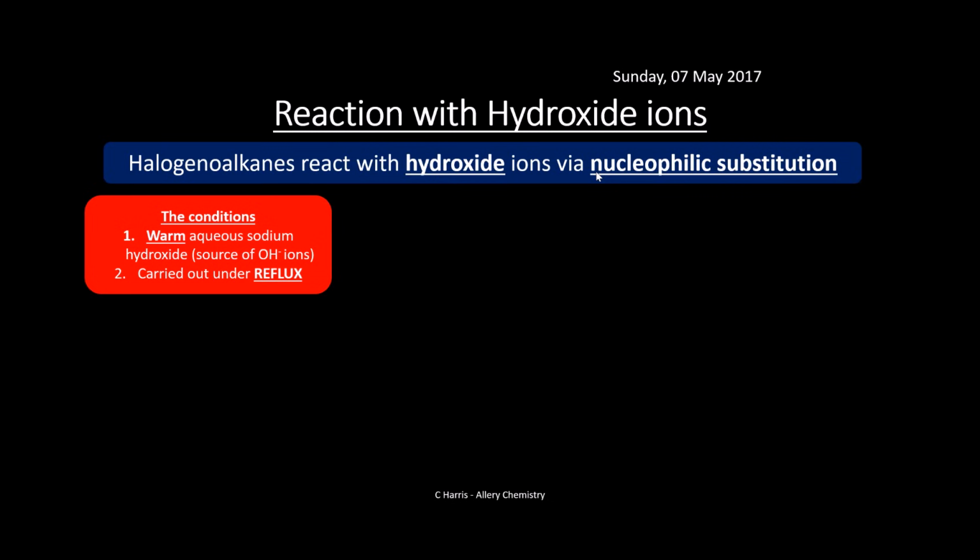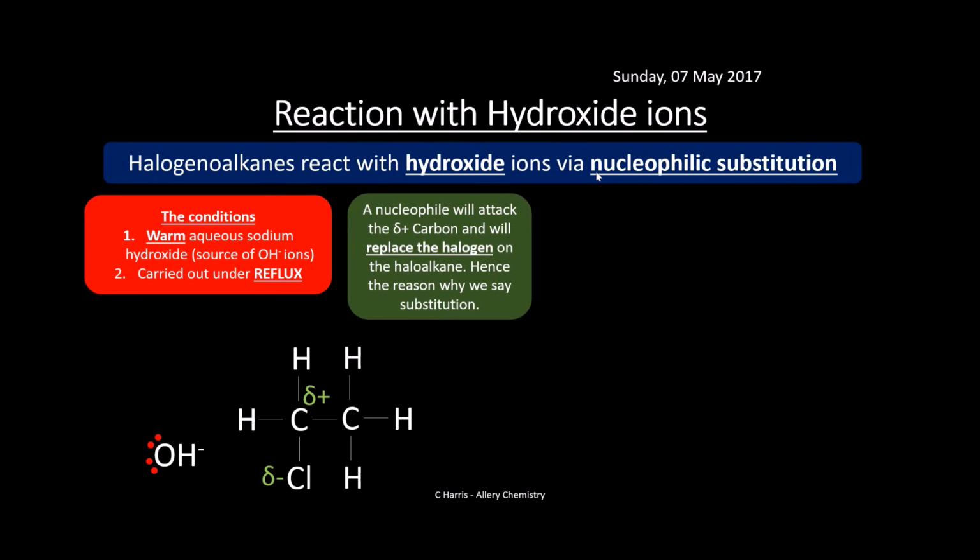So remember, reflux, we've got the Liebig condenser on top of your round bottom flask, and you're heating it up. Water goes through the Liebig condenser, and it basically stops any volatile substances from escaping while you're heating it. Okay, so basically we've got your nucleophile. In this case, it's a hydroxide ion. This will attack the delta positive carbon and replace the halogen on the halogenoalkane, and hence the reason why we say substitution, because we're swapping one for the other.